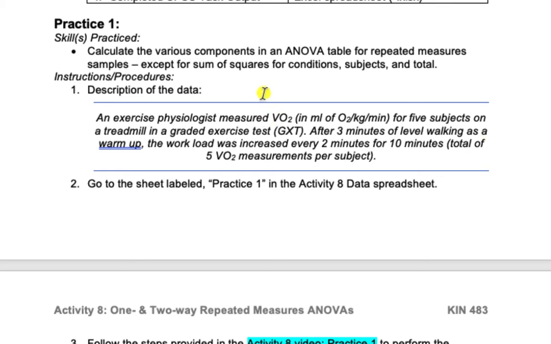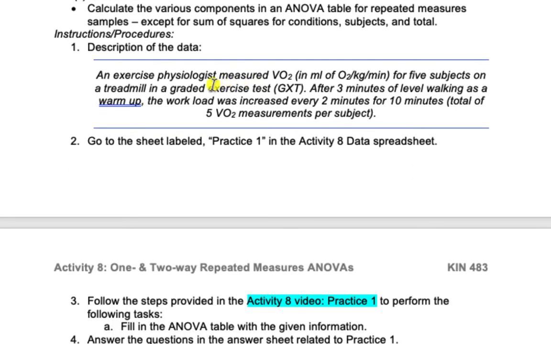All right, for practice 1, we are going to work on calculating the different components in an ANOVA table when we have repeated measures. As a description of the data in the practice 1 spreadsheet, an exercise physiologist measured VO2 max, in milliliters of oxygen per kilogram per minute, for 5 subjects on a treadmill in a graded exercise test.